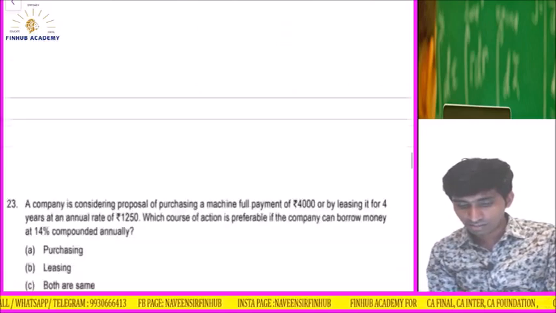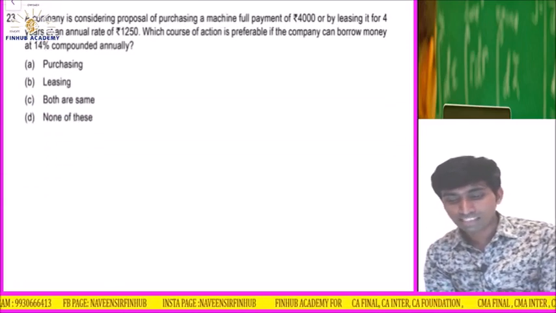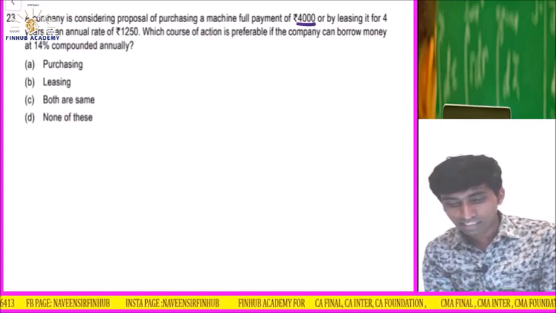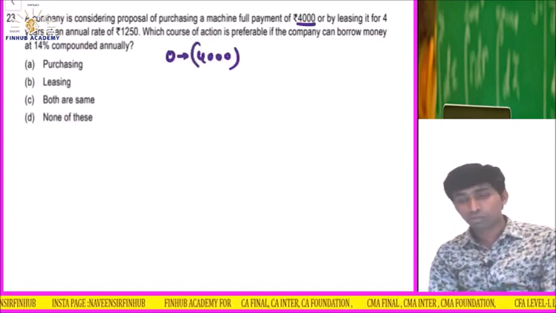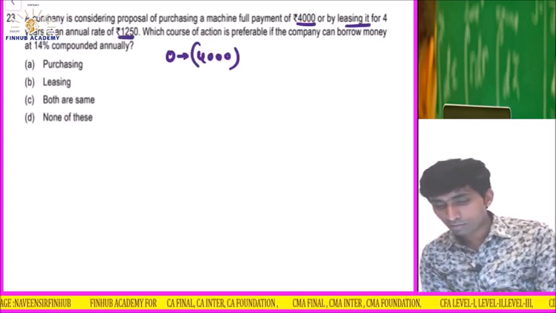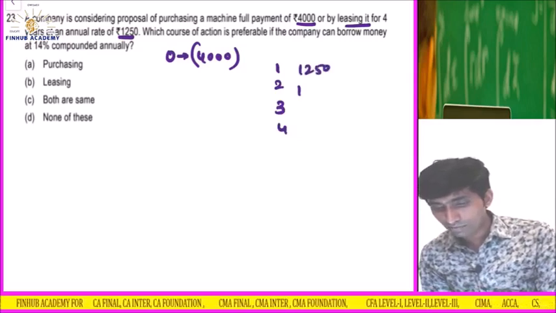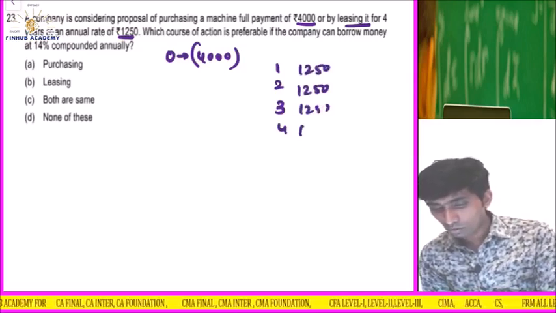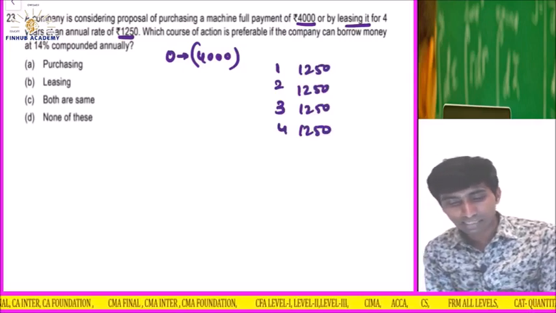So, easy questions. A company is considering a proposal of purchasing a machine with full payment of 4,000. Means if I pay here and purchase the machine, I'll have to pay 4,000. Or by leasing it for 4 years at an annual rate of 1250. Means every year for 4 years I will pay 1250. Which course of money is preferable if the borrowings can be done at 14%?